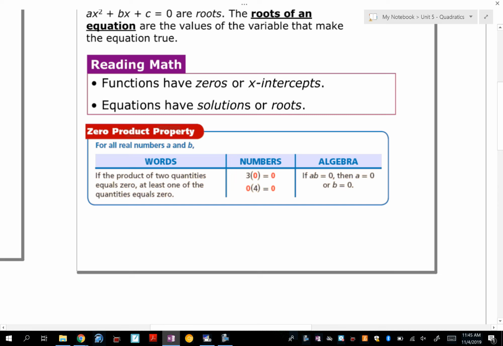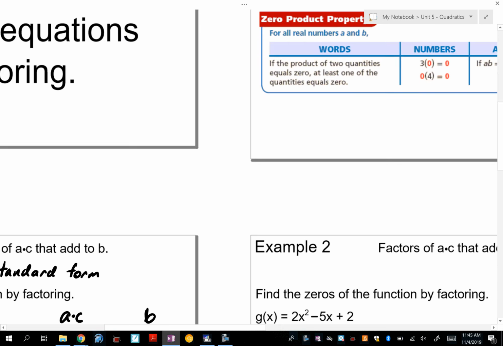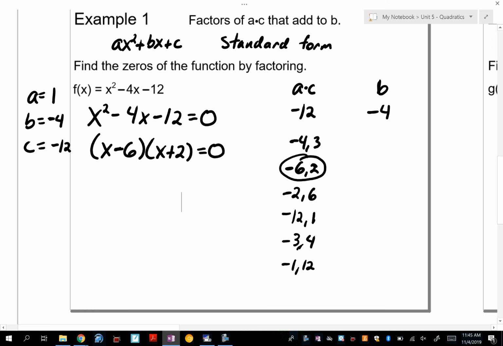All this property says is that if you have 2 factors, 2 numbers being multiplied together, and you want to get 0, then at least one of them needs to be 0. So if I want this whole thing to be 0, I only need one to be 0. Let's do the first one.